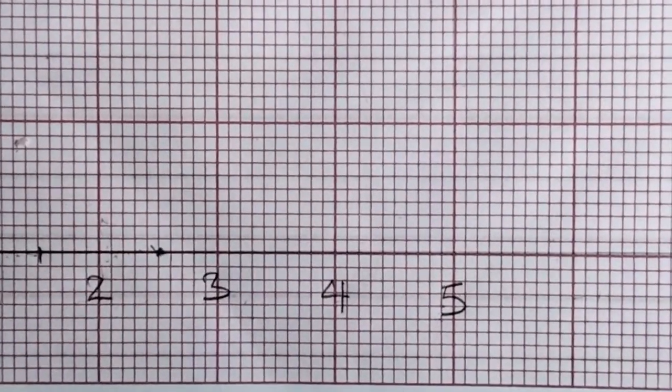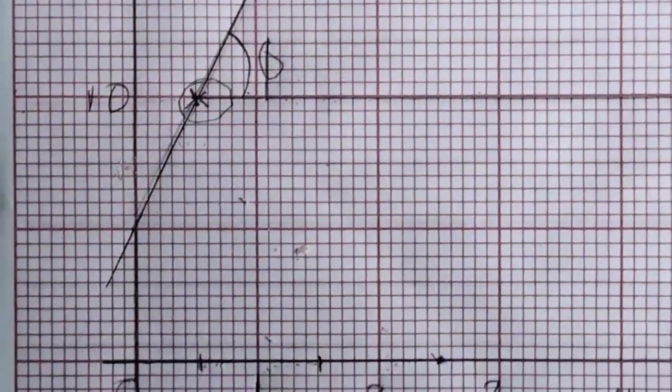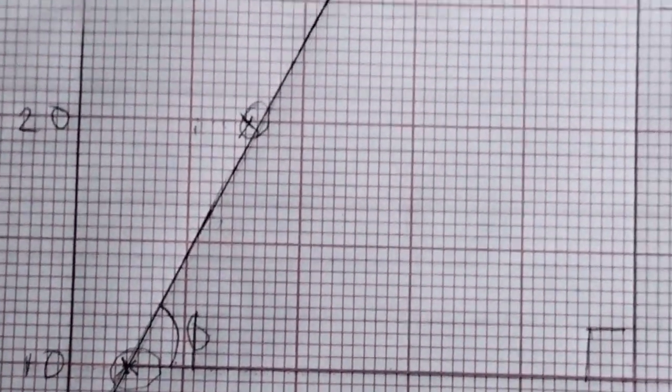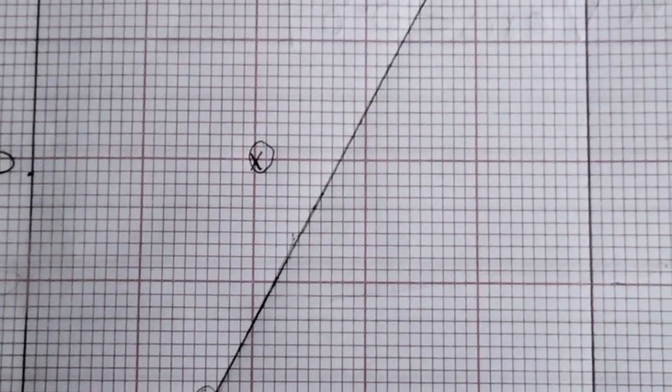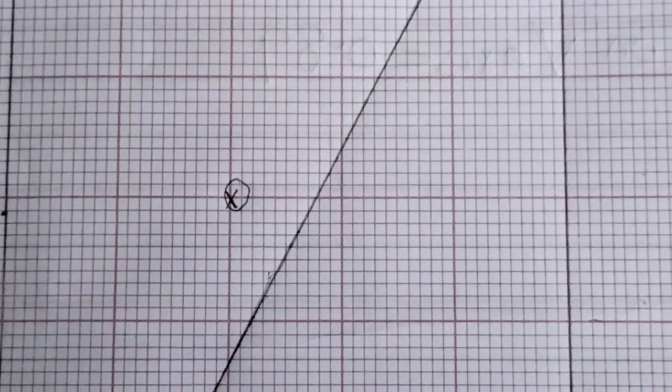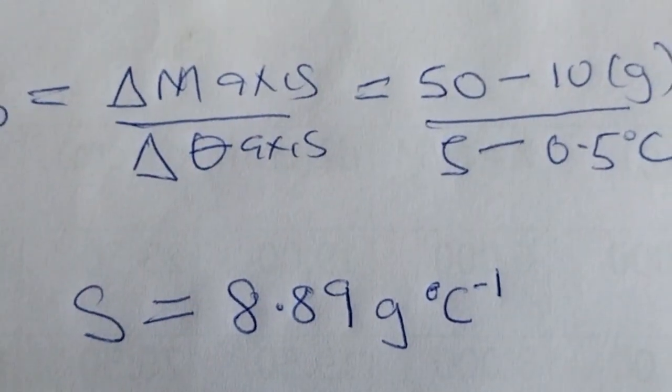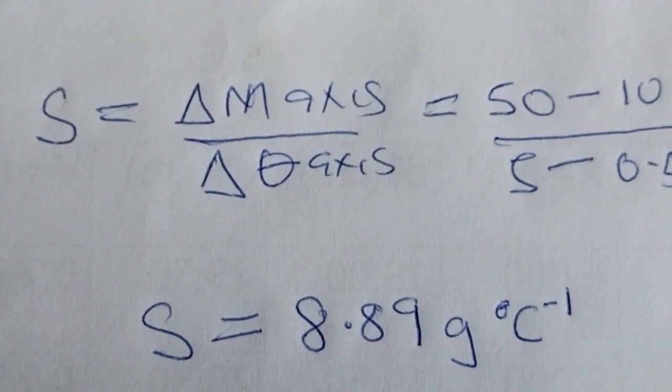Then on the horizontal axis, or theta, the higher coordinate is 5, and the lower coordinate is 0.5. And you know that slope is change on the m-axis, or vertical, over change on the horizontal axis. So let's go to the slope.